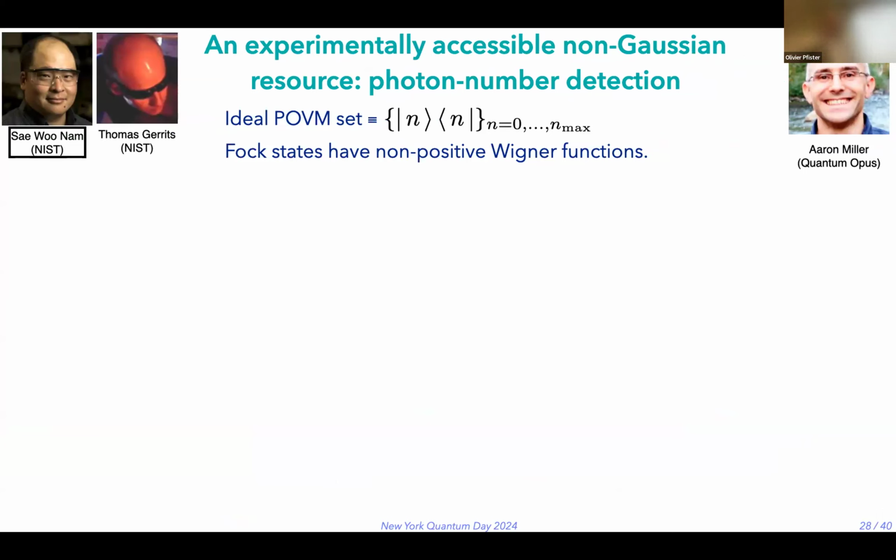Because then we're projecting into Fock states which have non-positive Wigner functions, and this is a non-Gaussian, i.e. non-Clifford gate that we can make out of that. Thomas Gerritz and Aaron Miller were helping at the time. Aaron Miller was an academic at Albion College. He's now co-founded Quantum Opus that makes those superconducting detectors.